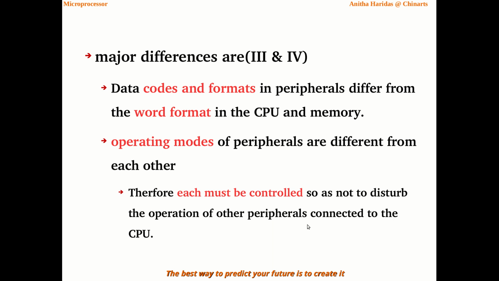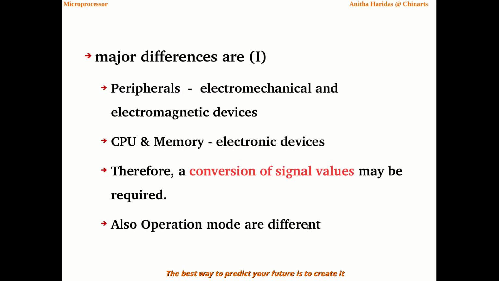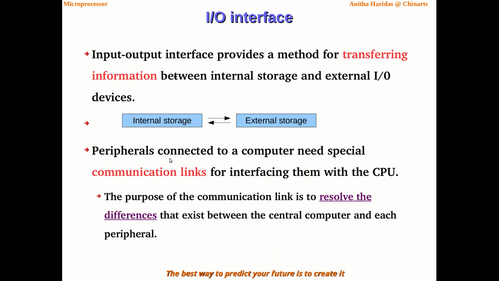So these are the four major reasons why I need a communication link. What kind of communication link do you want? You need an input-output interface.